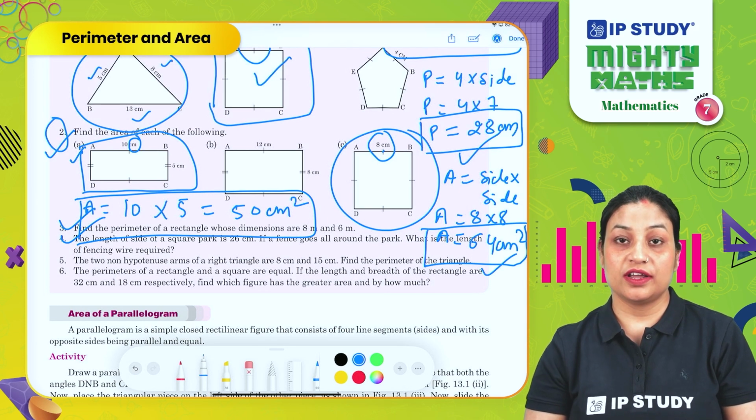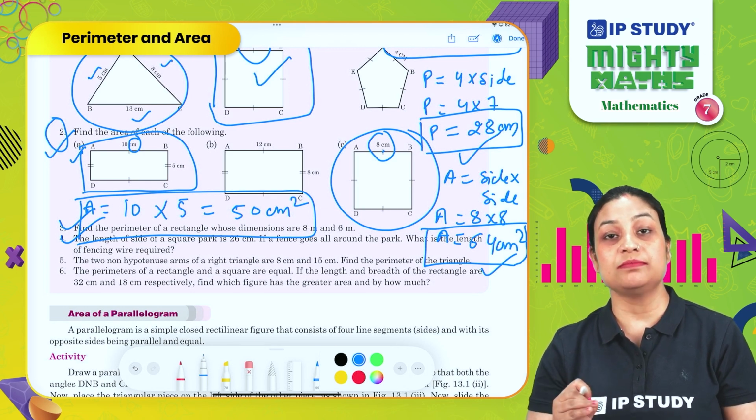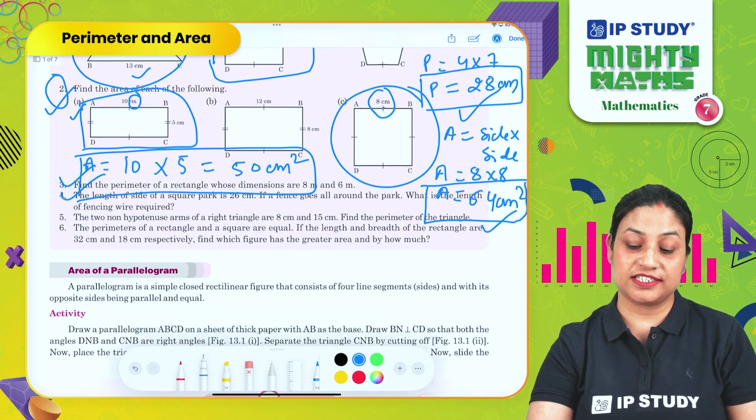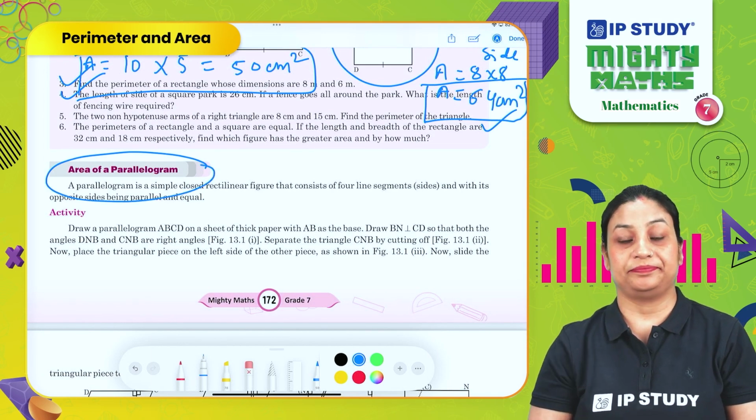So I hope now it is understood to you what is perimeter, what is area, and how to calculate the perimeter and area of some shapes. Now let's take the first topic of this session, that is area of parallelogram.